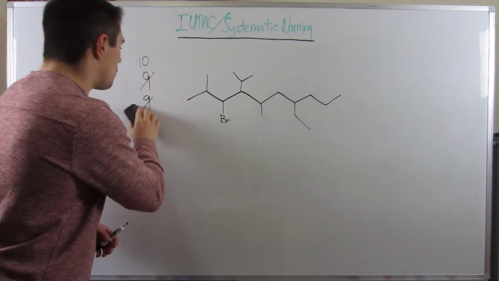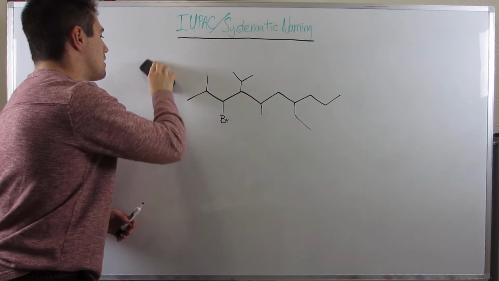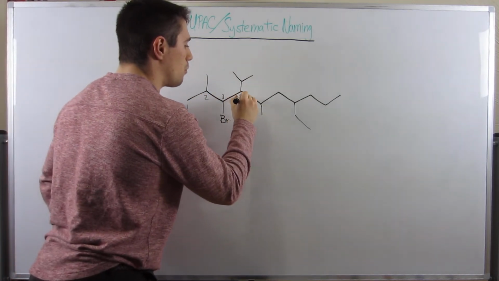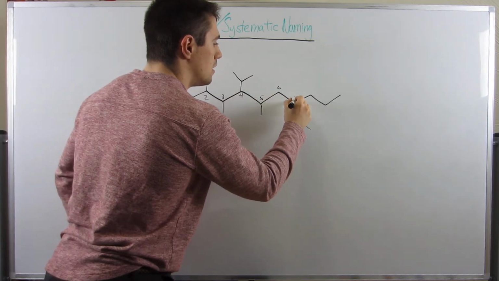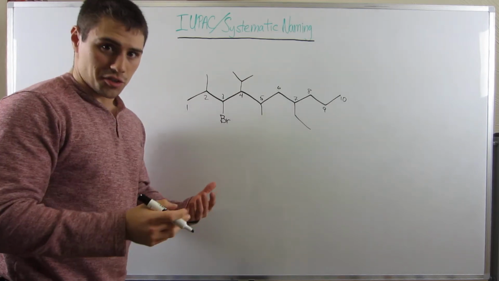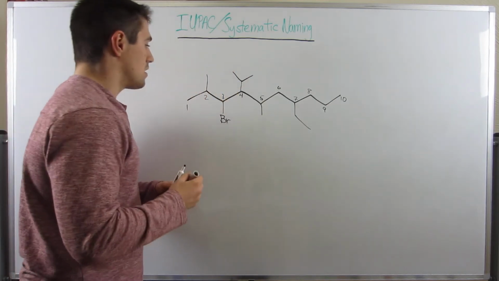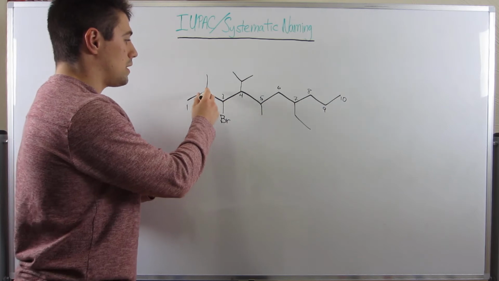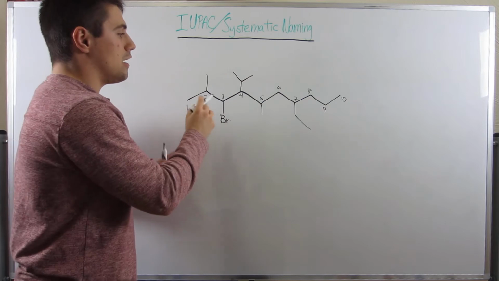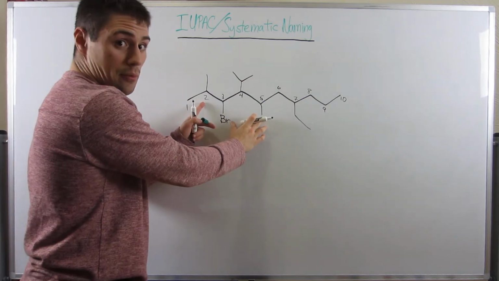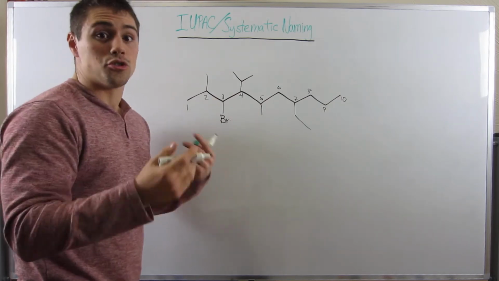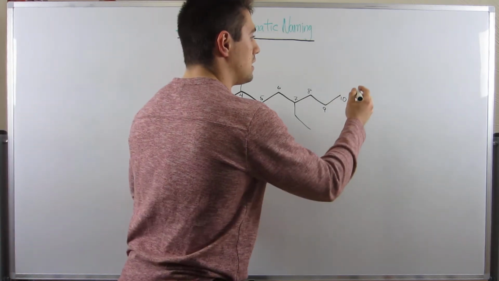Alright, so once you've found the longest chain, the next thing you do, well, let's number 1, 2, 3, 4, 5, 6, 7, 8, 9, 10. Awesome. So now let's list our branches. Use a different color for this. On carbon number 2, we have a methyl group, a branch and a CH3. If you look ahead on carbon 5, we also have a methyl group. So here's how we list not only a group, but how we list a duplicate of a group.